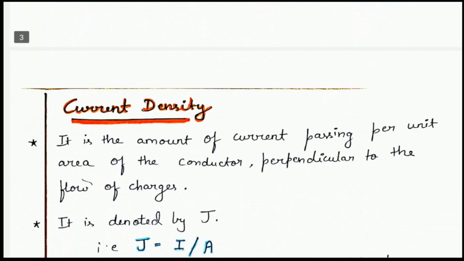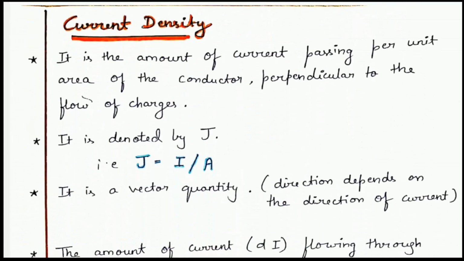Now let us proceed to current density. This might be a new term for you. It is the amount of current passing per unit area perpendicular to the flow of charges. So it is the amount of current passing per unit area, and the area should be perpendicular to the flow of charges. Current density is denoted by J, that is I by A. From this formula you can easily guess the SI unit of J, which is ampere per meter squared.